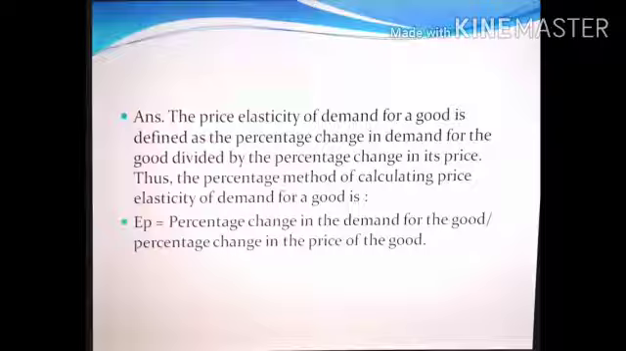Let's check the answer. The price elasticity of demand for a good is defined as the percentage change in the demand for the good divided by the percentage change in its price. Thus, the percentage method of calculating price elasticity of demand for a good is EP equals percentage change in the demand for the good divided by percentage change in the price of the good. I'm sure you have been taught about this, the percentage method. So this is how the elasticity of demand is calculated in percentage.